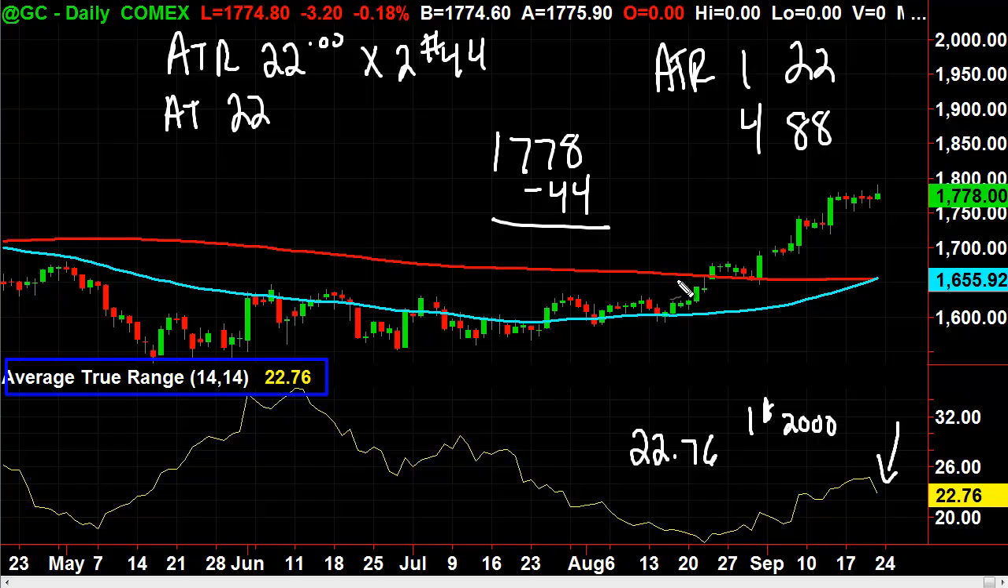So when you're confused on what stop or what target to use, always come to the average true range, which is just the range of whatever instrument you're trading, and either multiply it or divide it to get the number that you're comfortable with on your risk to reward ratio.